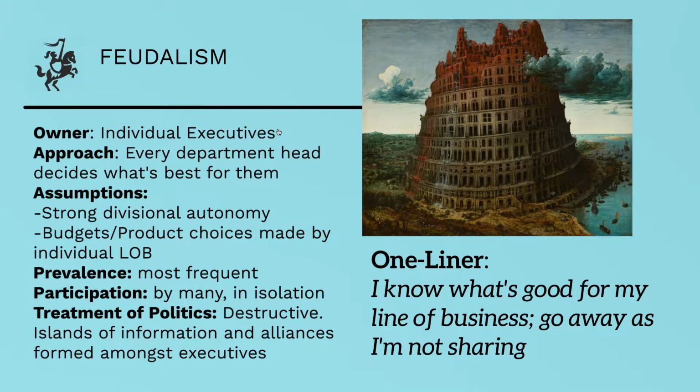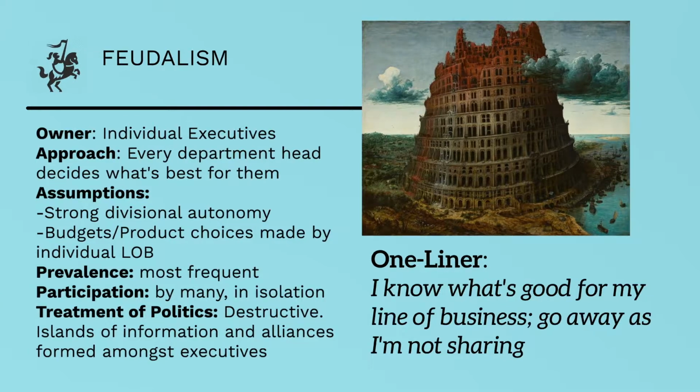It is unfortunately the most prevalent model in the study, and in these models, many folks participate, however they do so in isolation. It's a very destructive model politically, as islands of information and alliances get formed amongst executives. Again, really not enabling the business to grow because no one person or one department has full visibility into anything.